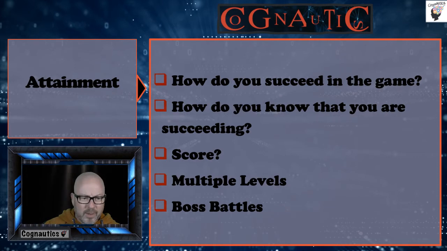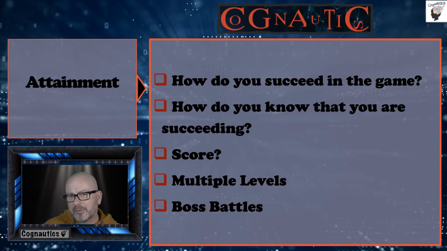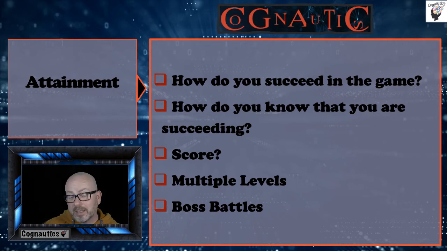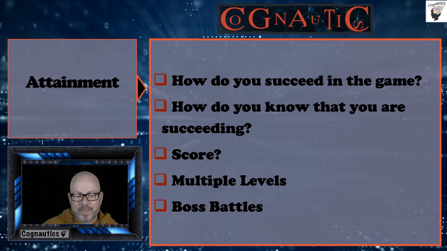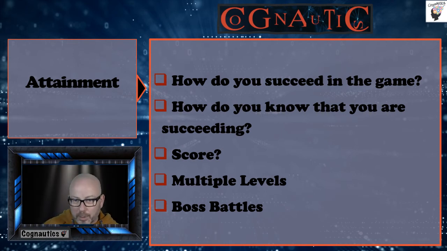So I want to now have a look at attainment. Attainment, different from achievement, is about success within the game, winning or losing the game. How do you know that you're succeeding in the game itself? Is it by being given points? Is it by being awarded gifts? Is it by going past the next level? Is it by completing a boss battle?